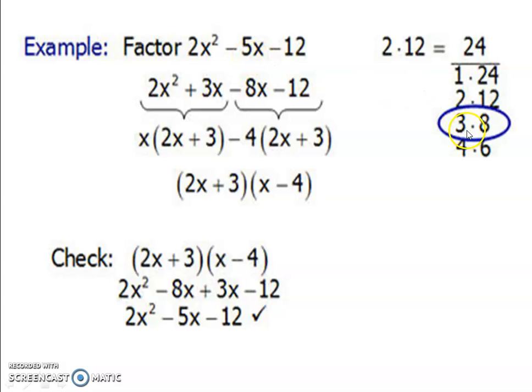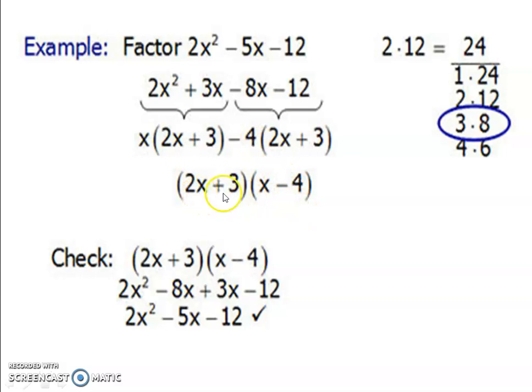That's why we should take 2x² + 3x − 8x − 12. In 2x² + 3x, both terms have the x variable, so we take x outside. So 2x + 3 is remaining. From the other two terms we have to derive 2x + 3 as well, so we have to take minus 4 outside. So −4 (2x + 3). So the factors are (2x + 3) into (x − 4).